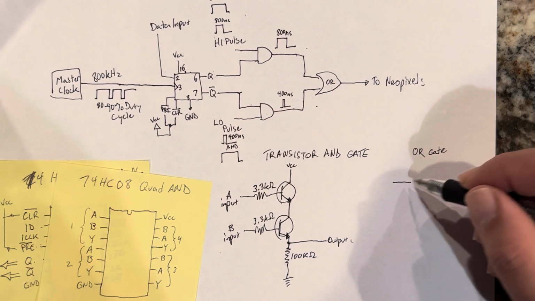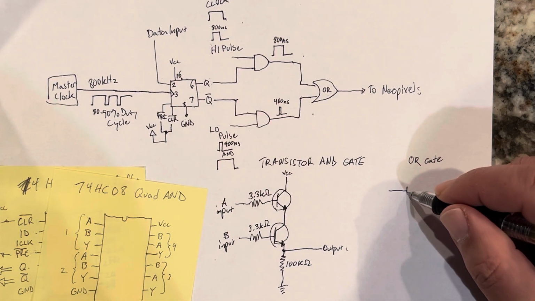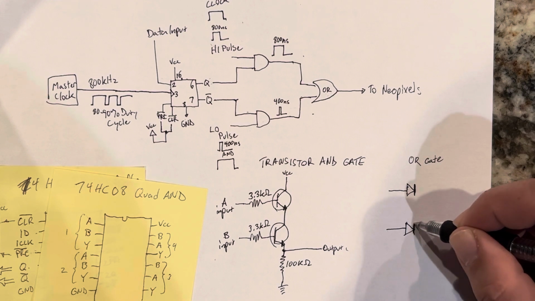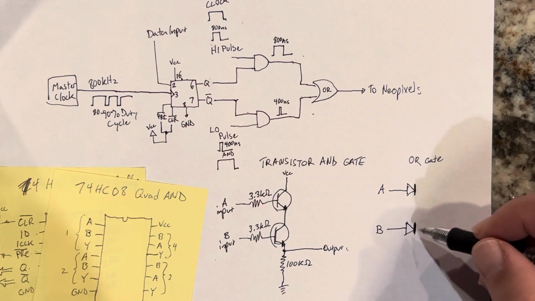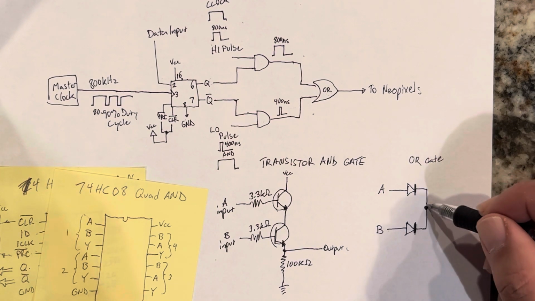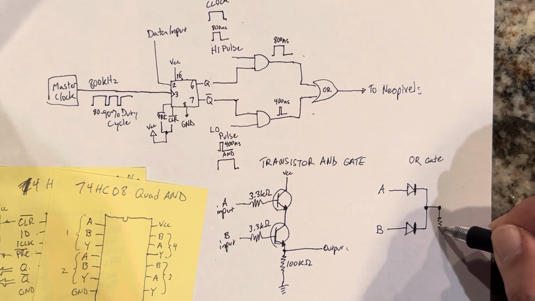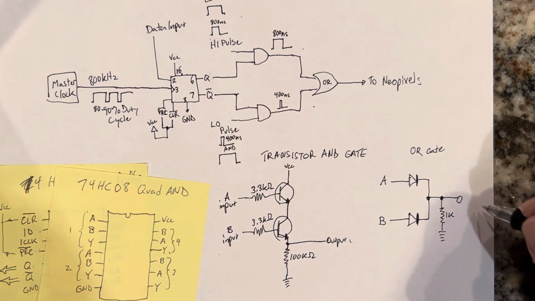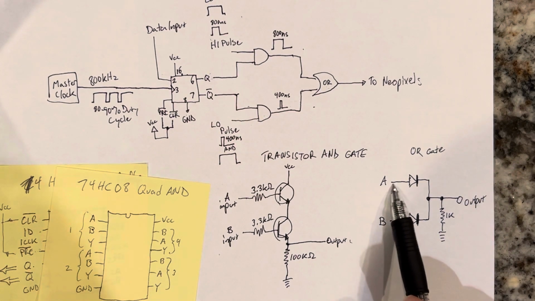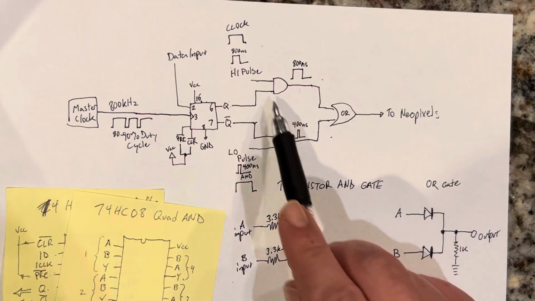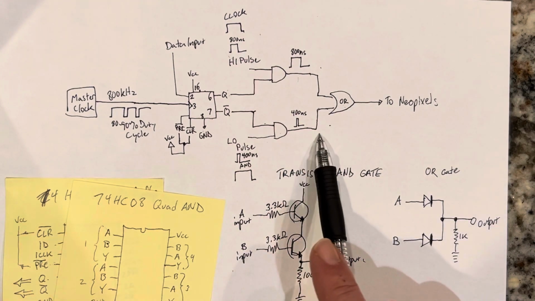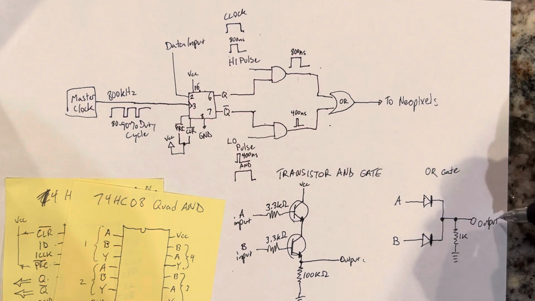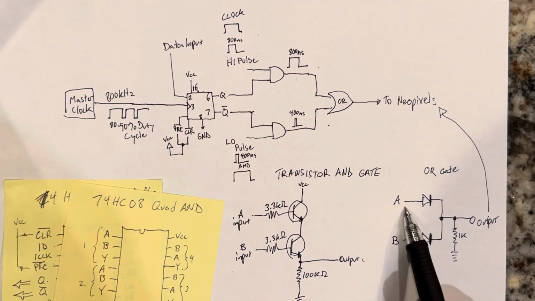Basically, I used diodes. And so input A, input B, and then I connected those together. I had a 1K resistor to ground here, and this is the output. And basically the way this works is, if you're looking at this part of the circuit, after this, you either have a high pulse coming in or a low pulse coming in, but one of those, and that's based on the data in. And so either of those has to go through here, and this output goes to the neopixels.